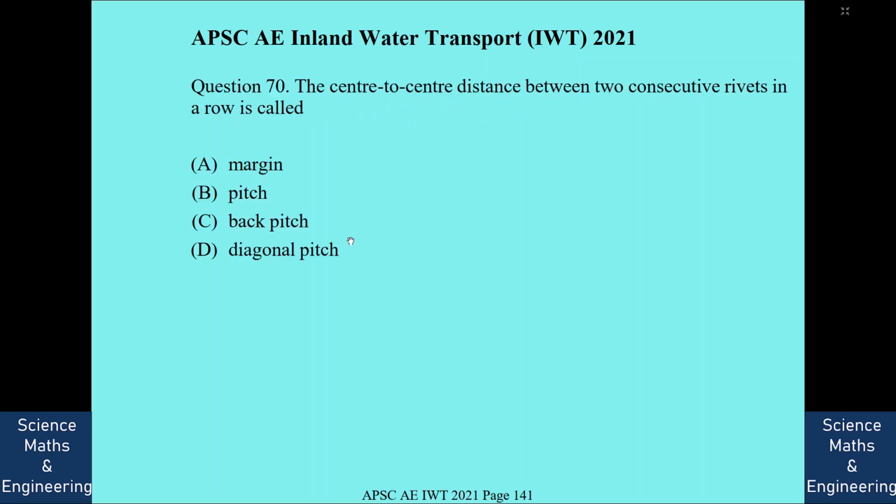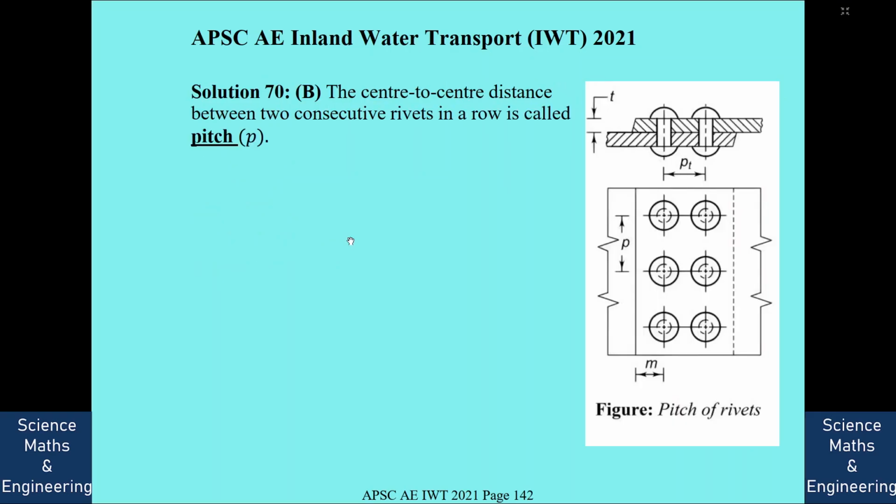Next, the center to center distance between two consecutive rivets in a row is called A, margin, B, pitch, C, back pitch, or D, diagonal pitch. So the answer is, it is known as pitch. See, the center to center distance between two consecutive rivets in a row is known as pitch. So next question.